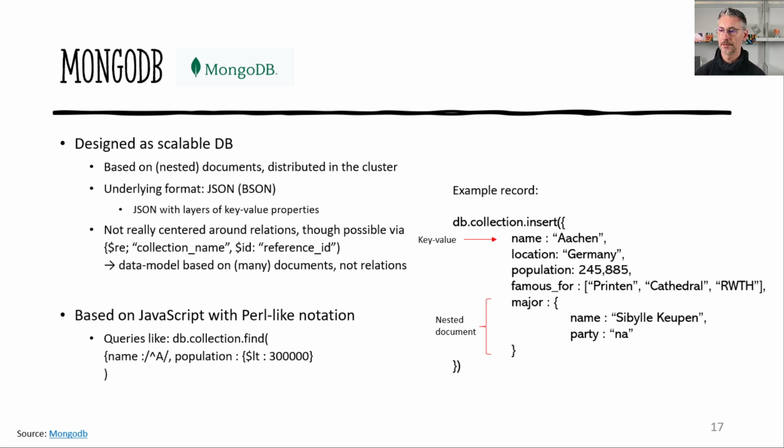You have a JSON document that we insert into this database, for example a new location here in Aachen, and we have specific properties. So MongoDB is not really centered around relations. We can make this sort of work, but it's not a data model that works on many documents. We want to have single documents with MongoDB, but not a complex relationship. And then we query this with a Perl-like notation here.